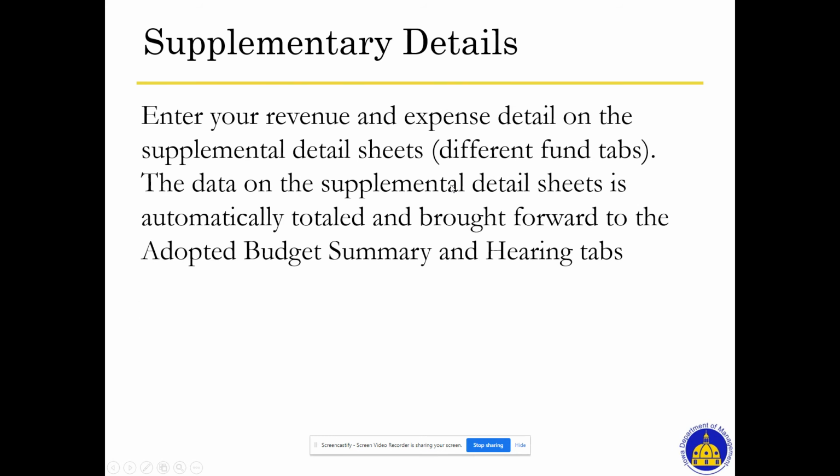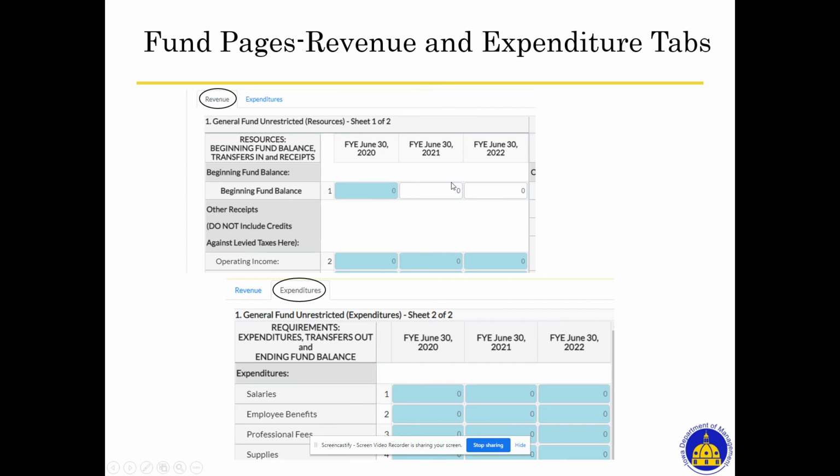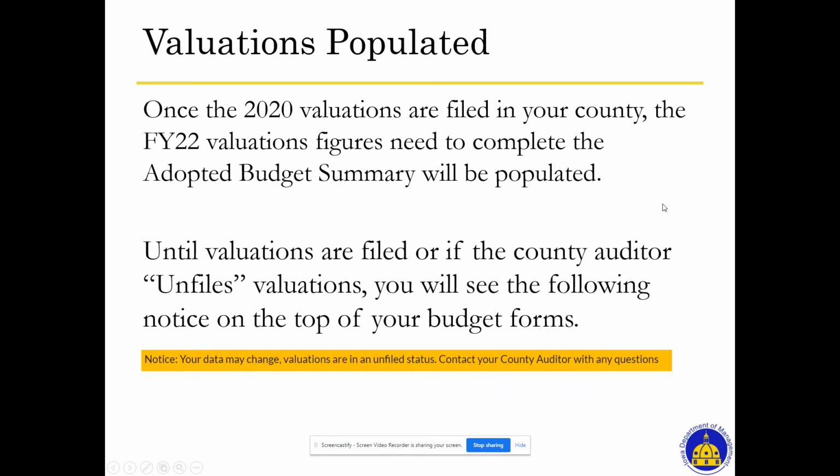So again, you enter your revenue and expense detail on the supplementary detail sheets. And that data then will automatically total, and it's going to pull forward onto those summary pages for you. For each of those fund pages, you will see within that fund page tabs for revenue and expenditures. So you use the revenue tab to enter all the revenue for that fund, and the expenditure tab to enter the expenditures.